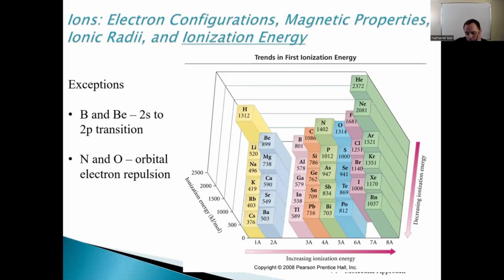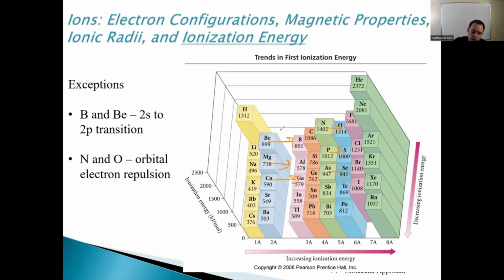Okay, so what do we got going on here? Why do we see a drop here from beryllium to boron and from nitrogen to oxygen? Why do we see a drop in ionization energy from magnesium to aluminum and a slight drop from phosphorus to sulfur? Why do we see a drop from calcium to gallium and from arsenic to selenium? What is going on here?